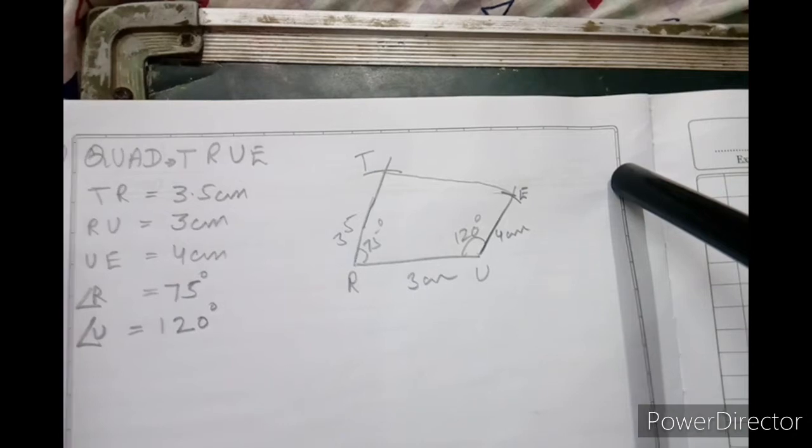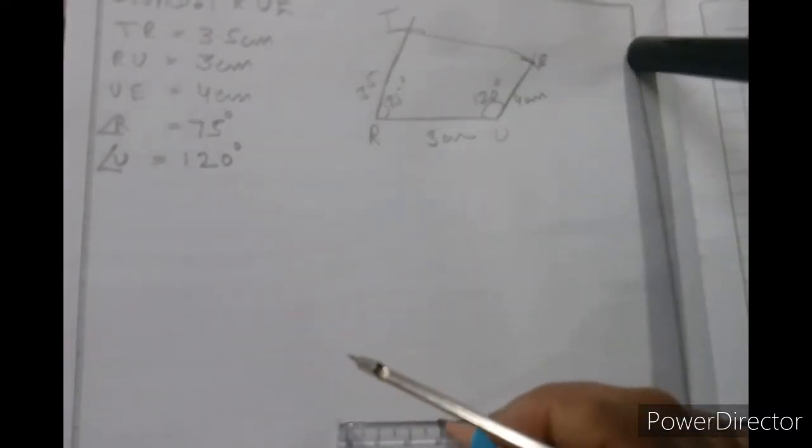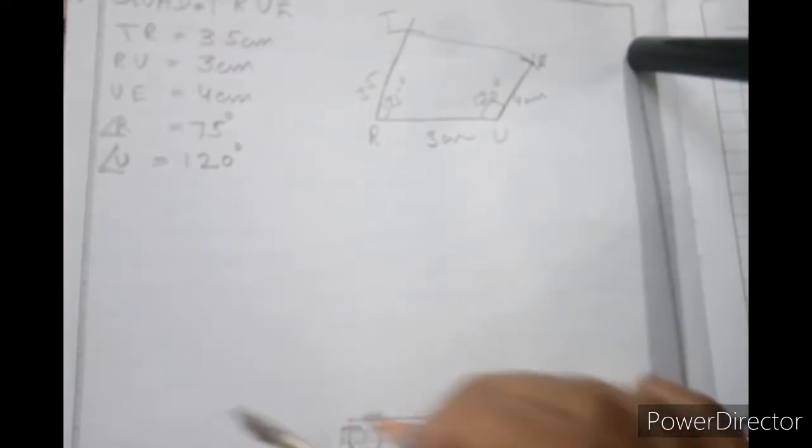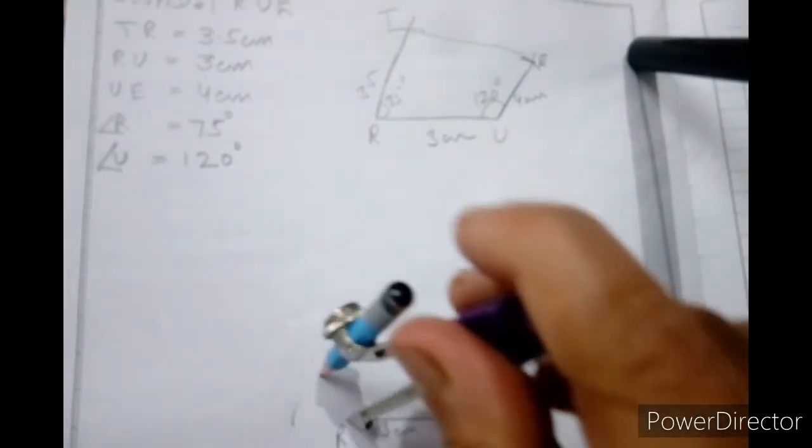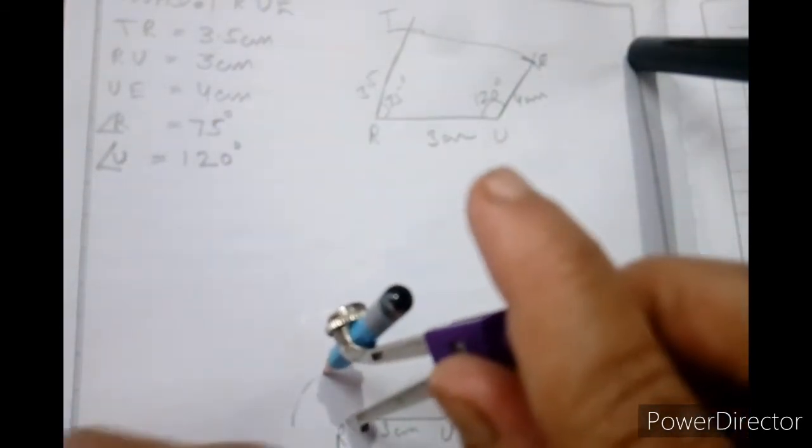So now we will start constructing with exact measurements. Now first of all, RU 3 centimeter. Okay, so I take RU 3 centimeter, and from R, 75 comes in the table of 15, so we will construct it using a compass. Angles that come in the table of 15 should always be constructed with a compass.